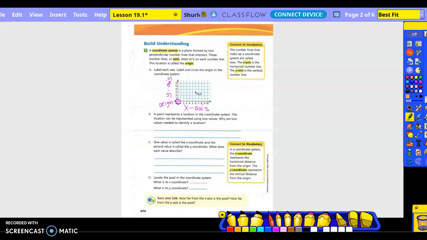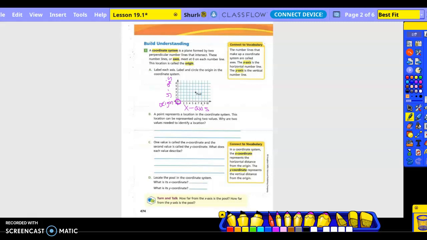Letter B, a point represents a location in the coordinate system. This location can be represented using 2 values. Why are 2 values needed to identify the location? Because you have to move along the x-axis first, and then you have to move along the y-axis.